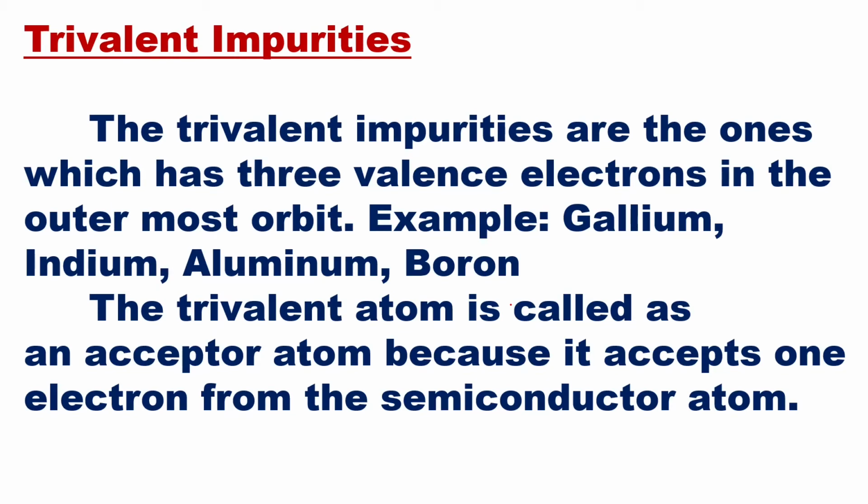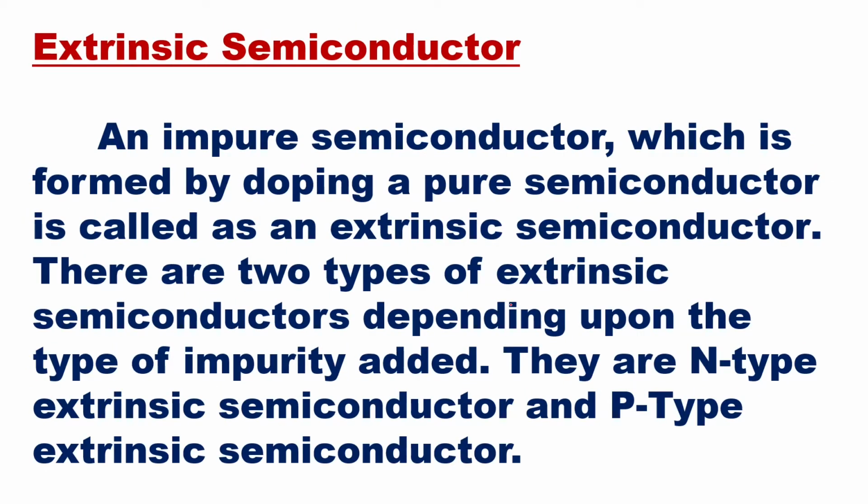Trivalent impurities are the ones which have 3 valence electrons in the outermost orbit. Examples: gallium, indium, aluminium and boron. The trivalent atom is called an acceptor atom because it accepts one electron from the semiconductor atom. Now this also I will show you with the help of a crystal pattern. Then we will see the definition of extrinsic semiconductor.